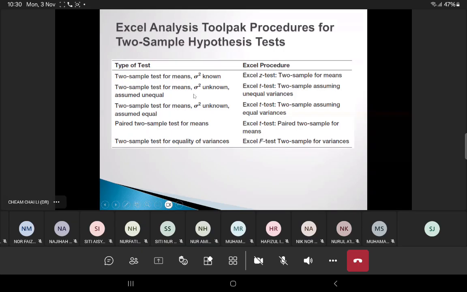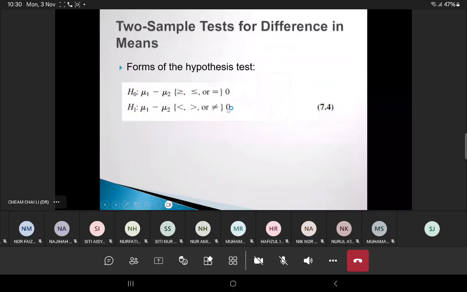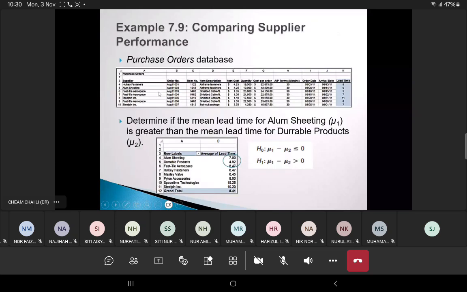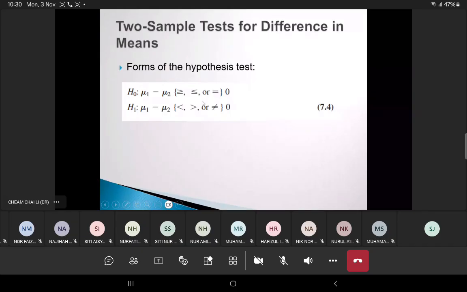So I will use this instead, until that sigma square is unknown and unequal. Okay. Now, this is for your information. Untuk semua hypothesis, not only for one sample, but two sample for the ANOVA or for the test sample.